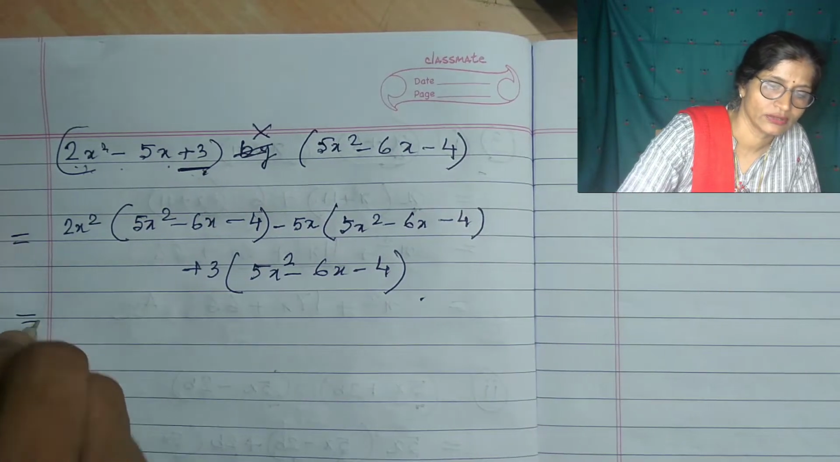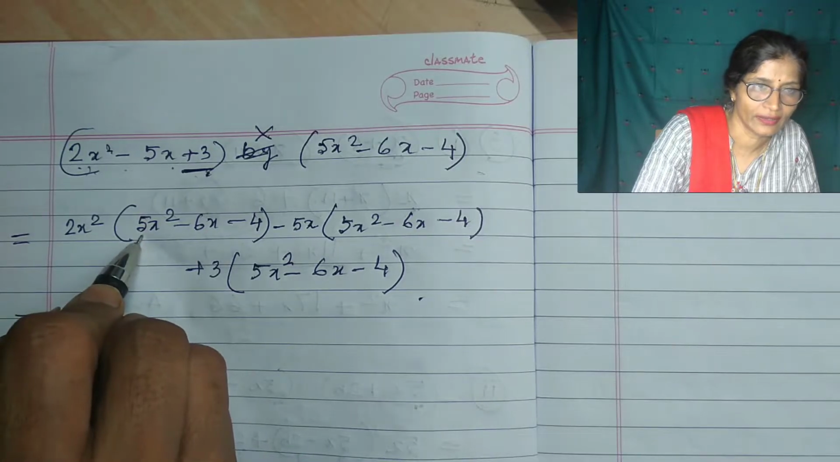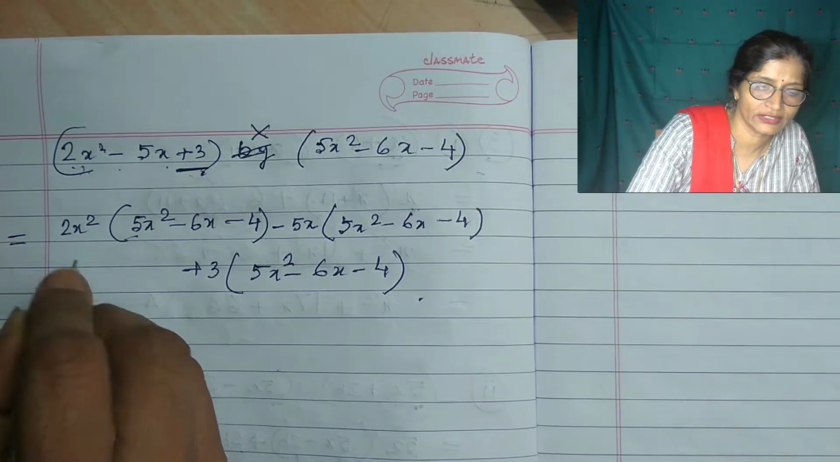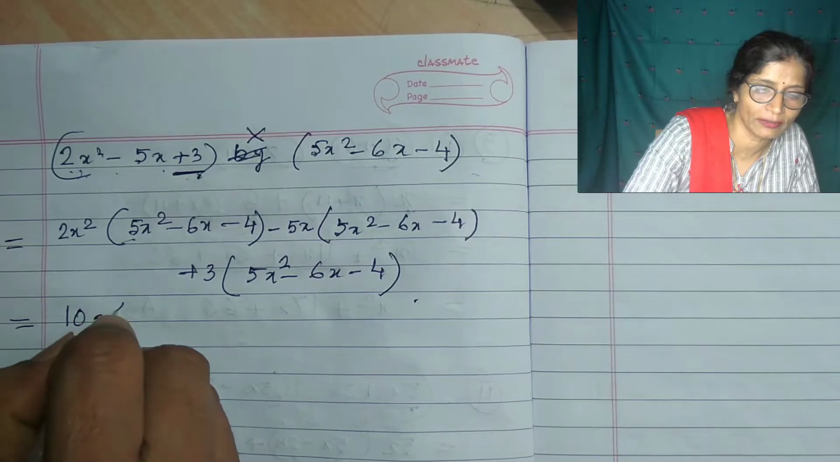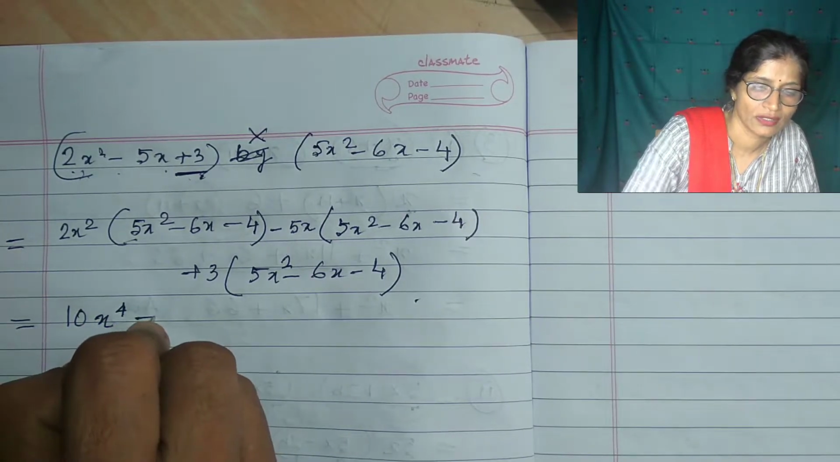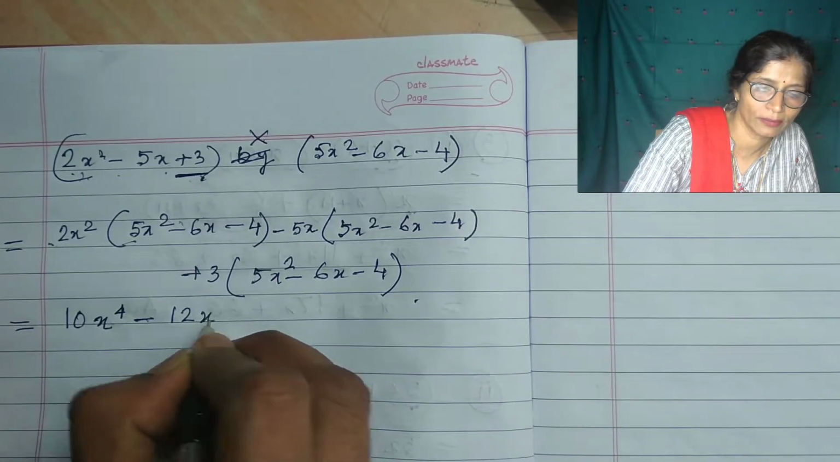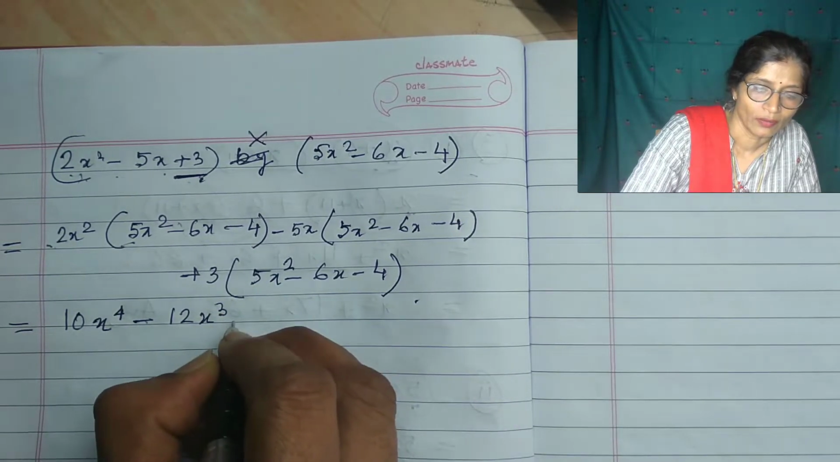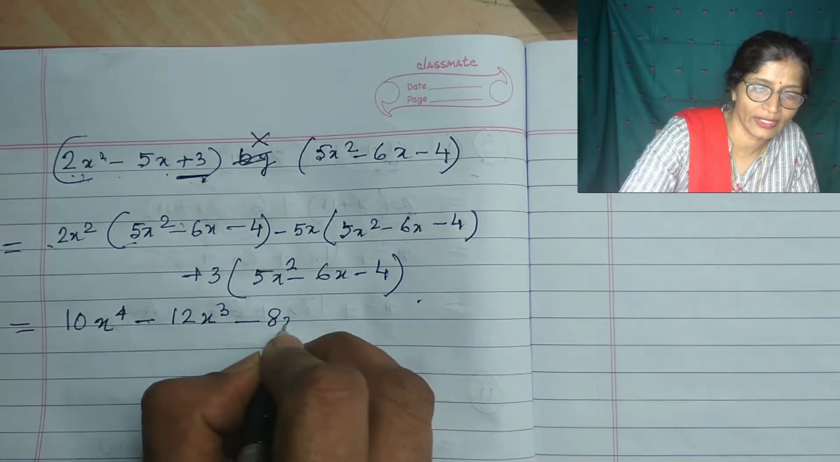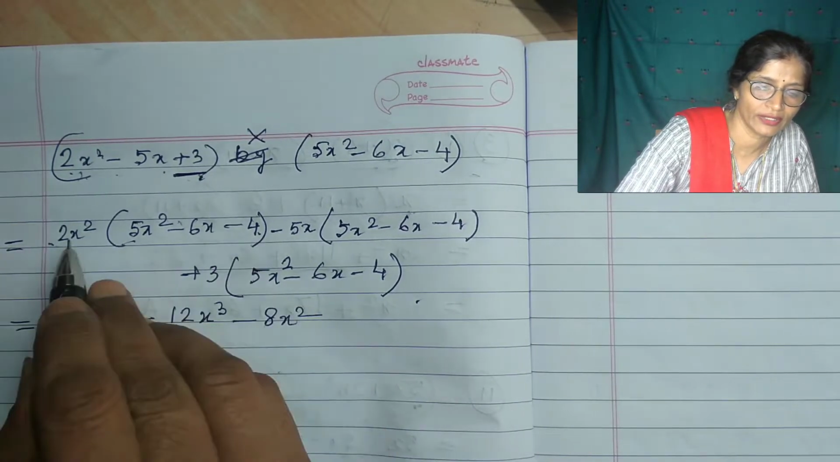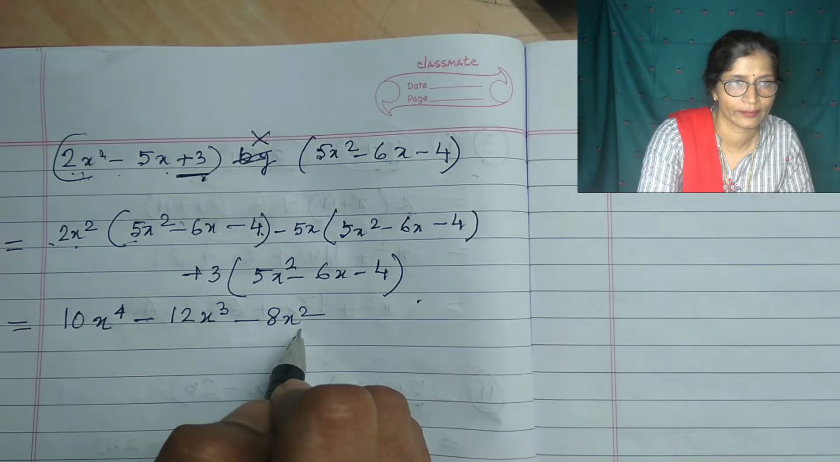Now what is this? 2 5s are 10. So here 10. x square into x square will be x to the power 4. Minus 2 6s are 12, x to the power 3. Minus 2 4s are 8 x square. Here nothing is there, but here x square, so it is x square.